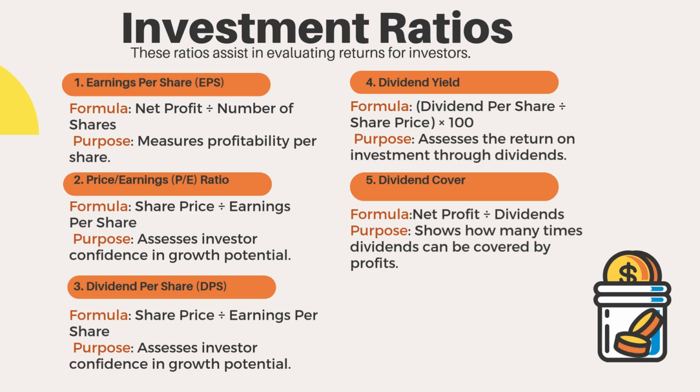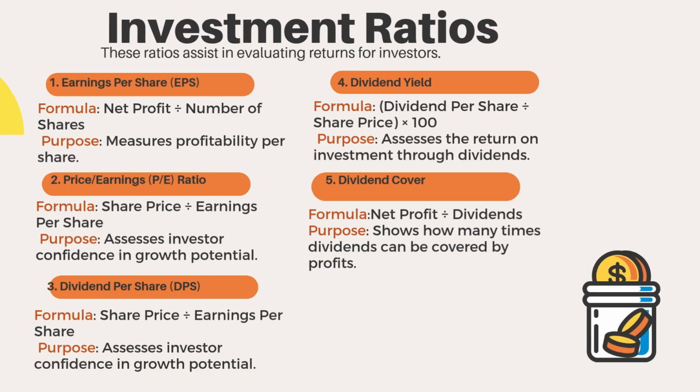3. Dividend per share (DPS) formula: total dividends divided by number of shares. Purpose: shows the dividend earned per share. 4. Dividend yield formula: dividend per share divided by share price times 100. Purpose: assesses the return on investment through dividends. 5. Dividend cover formula: net profit divided by dividends. Purpose: shows how many times dividends can be covered by profits.